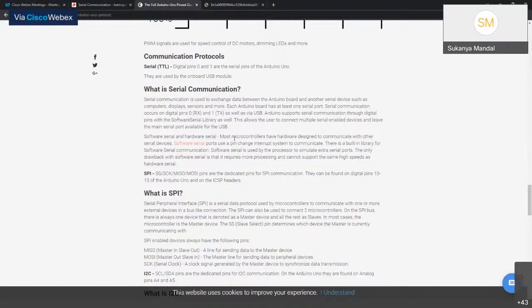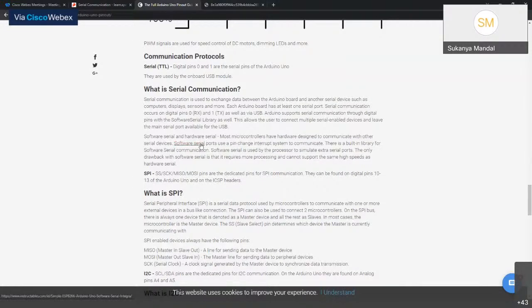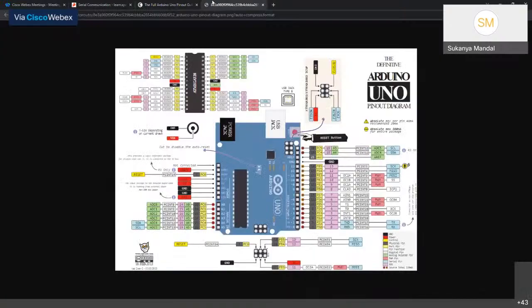So there is software serial and hardware serial. Most microcontrollers have hardware designed to communicate with other serial devices. Serial ports use a pin change interrupt system to communicate. There's also a built-in library for software serial communication. In Arduino, you use the software serial, which is a built-in library. And here, these two pins are the Arduino references for serial mode of communication. I'll also pull up the Raspberry Pi pin diagram for your reference.